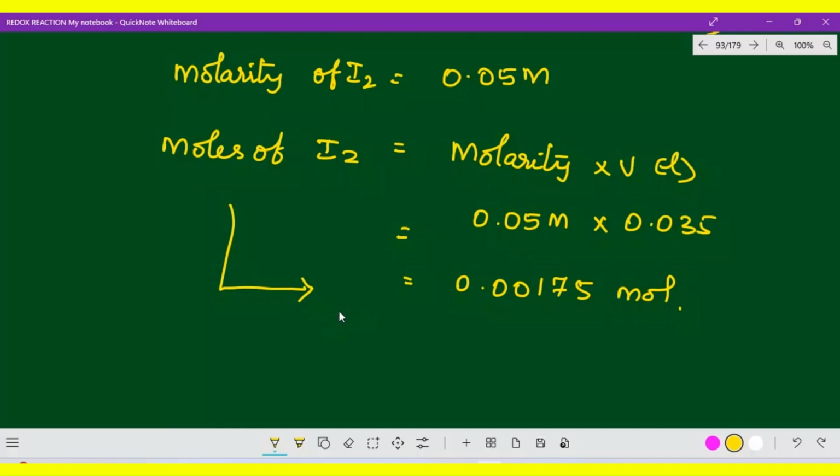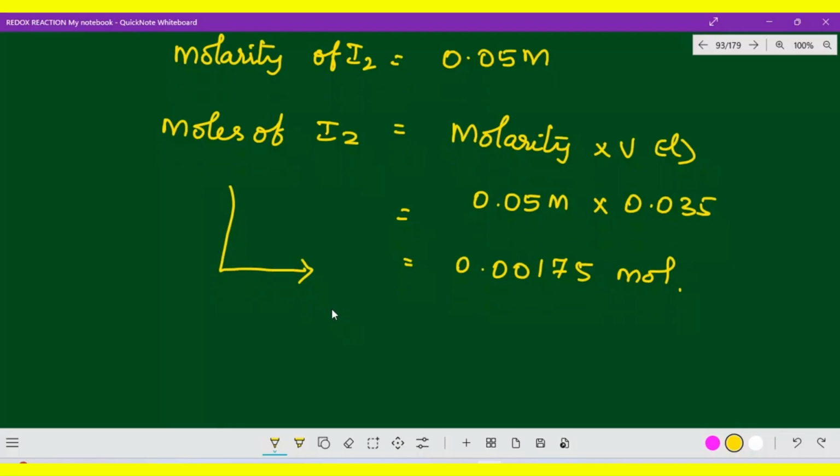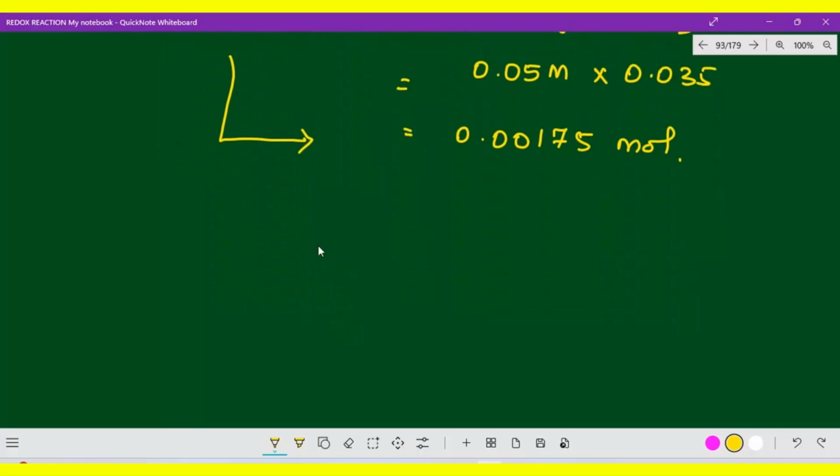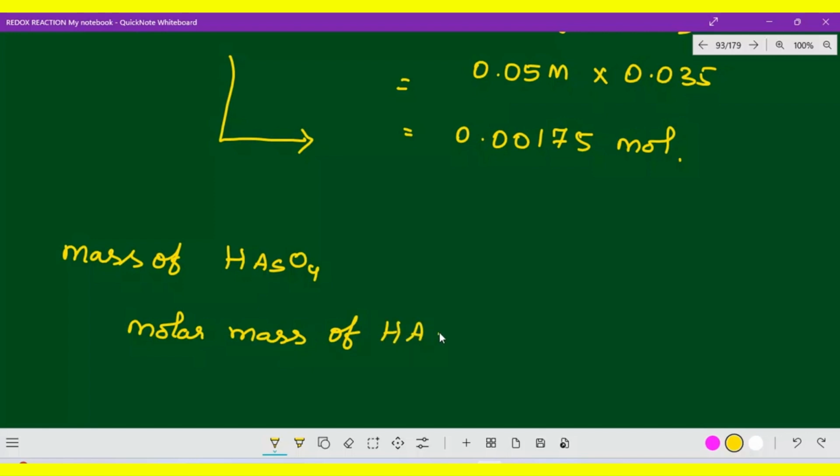Now we have to identify the mass of that sample, right? So mass of HAsO2. Here the molar mass they have provided, right? So molar mass of HAsO2 is 108 gram per mole.